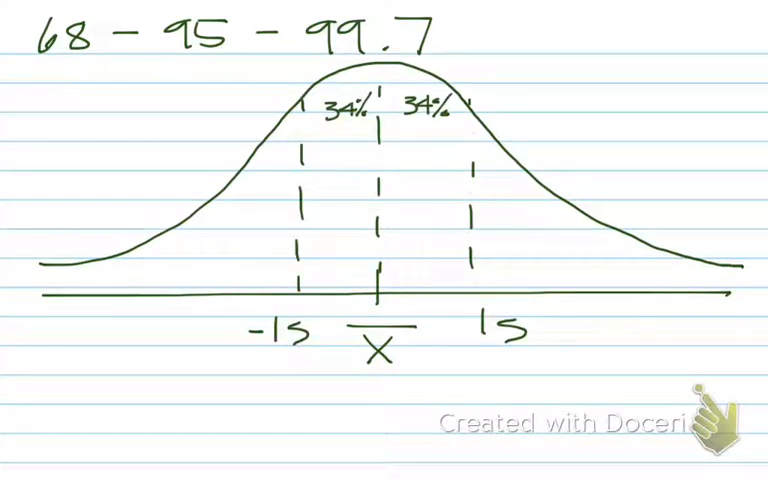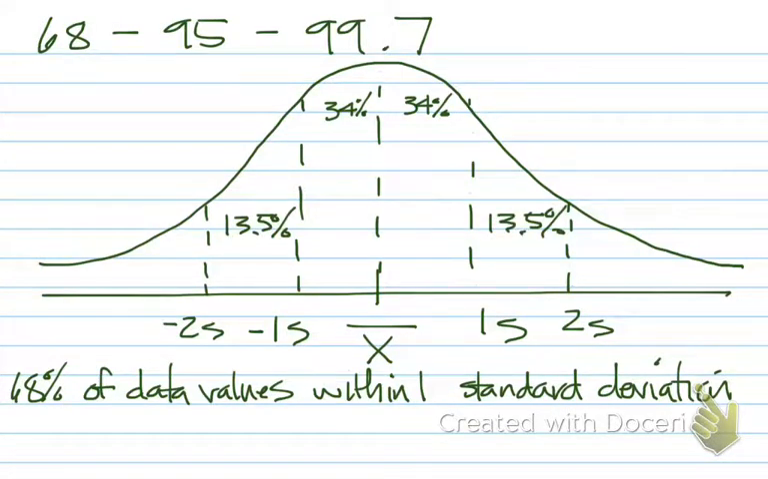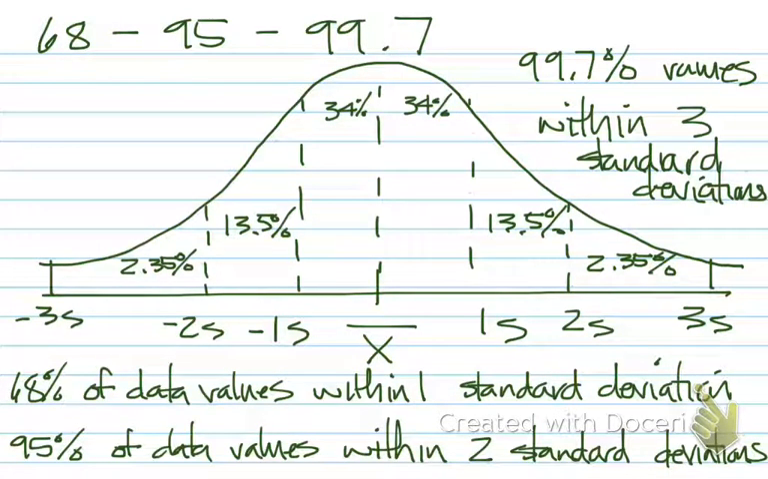Now for a normal distribution, 68% of the values are within 1 standard deviation above or below the mean. 95% of the values are within 2 standard deviations above or below the mean. And then almost all, 99.7%, are within 3 standard deviations of the mean.